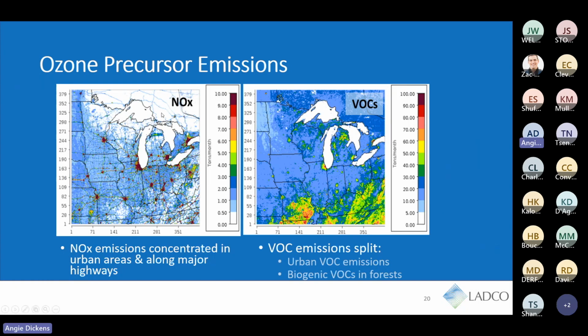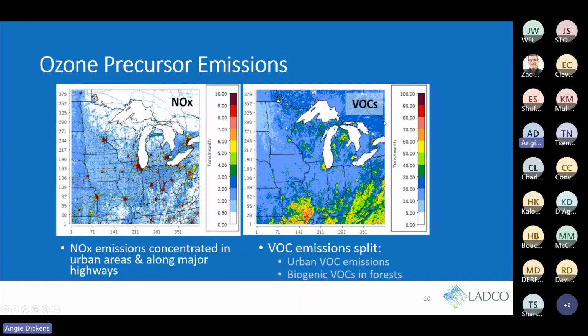No surprise either. This is from LADCO modeling. We had the largest NOx emissions in the urban areas and along highways. VOC emissions are split between urban VOC emissions and biogenic VOC emissions from forested areas in the south and kind of up in the north too.